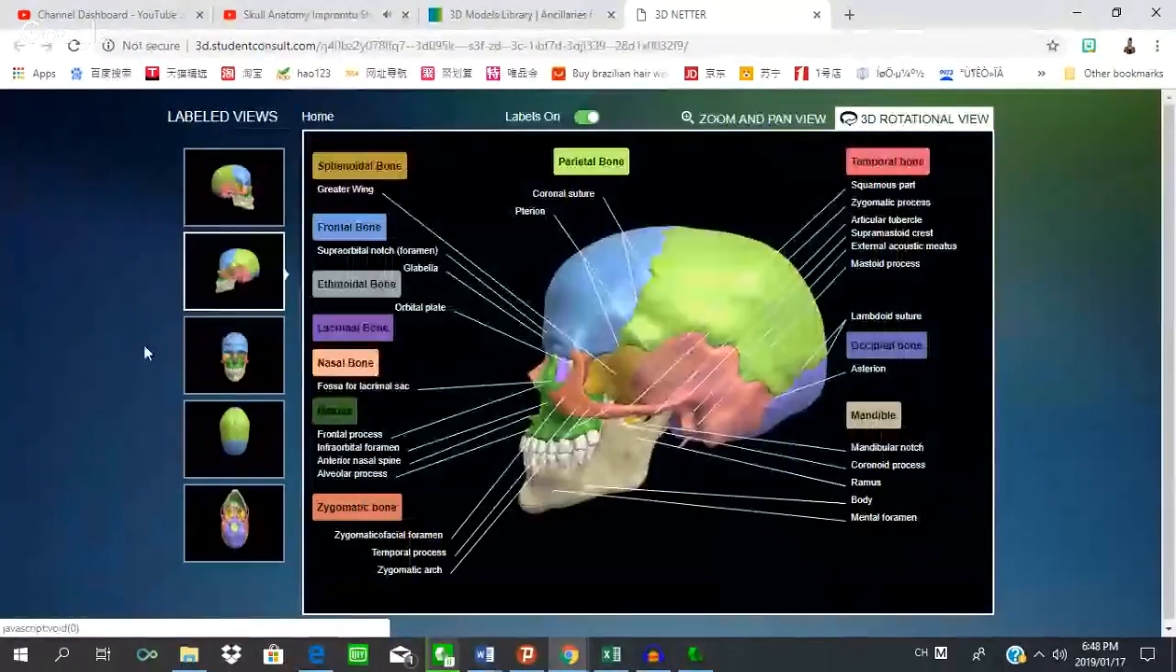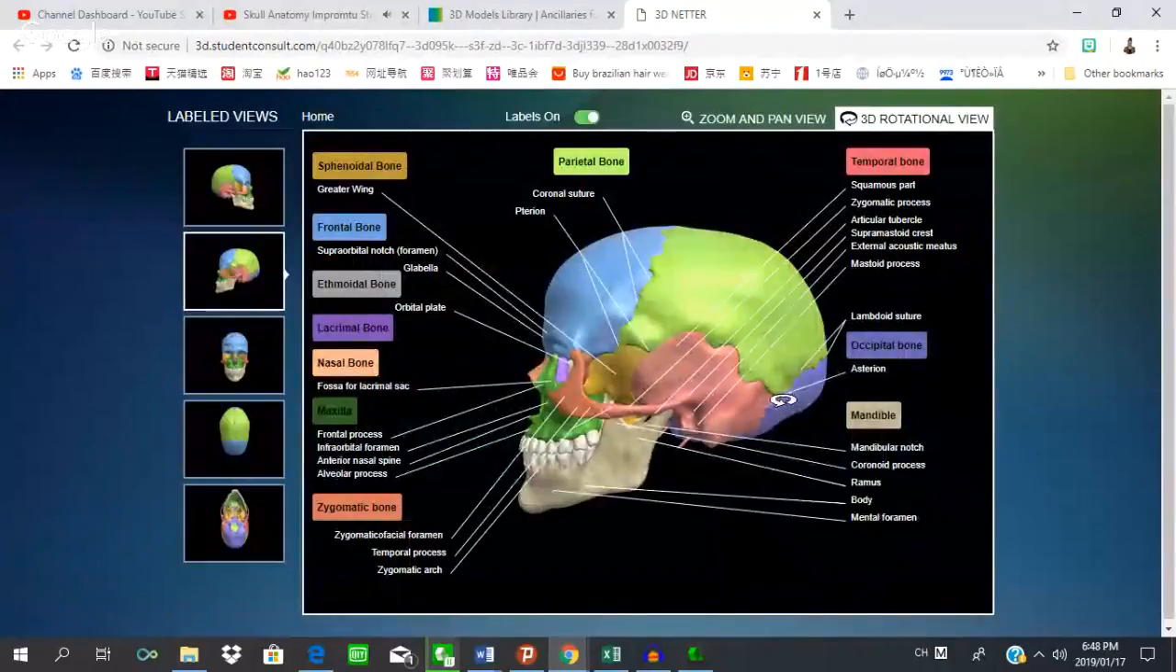Right. And the other one would be here. You see this point where different sutures are meeting up, points where different bones are meeting up. And the next one is called the asterion. It's sort of shaped like a star, I suppose, hence the name asterion.